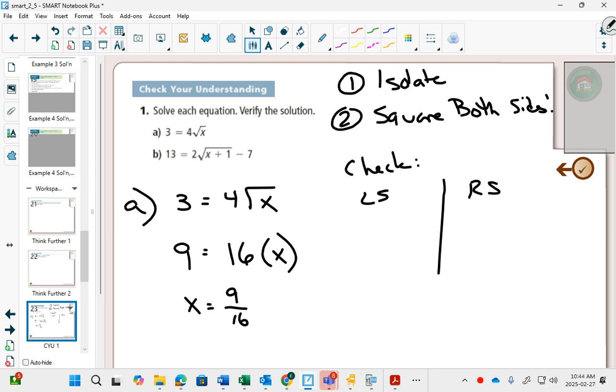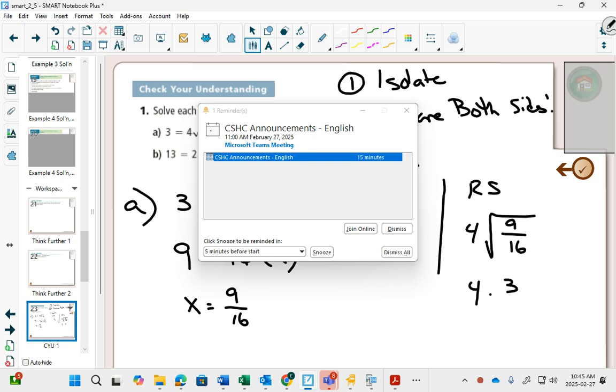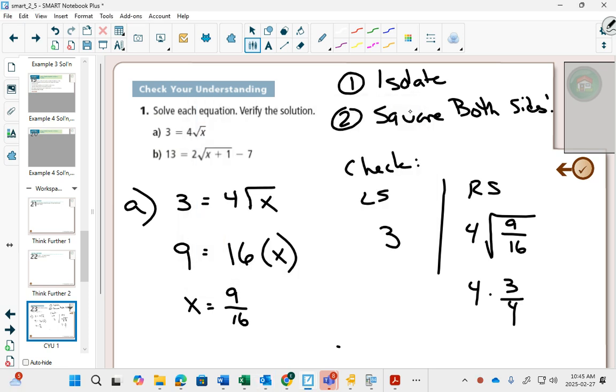The bell goes, we will finish up A for sure. Okay? Left side was, in my initial question, a 3. The right side had a 4 and then a square root, and I plug in x, which is 9 over 16. Can I square root 9 over 16? Yes, it is 3 over 4. And then fractions cancel. This is 3. It verifies to the exact same thing on both sides. Therefore, we know that our answer is correct.